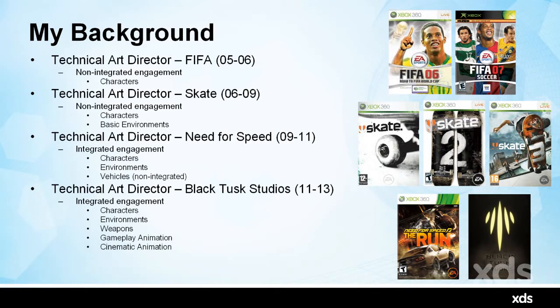It went fairly well. And for the last 2.5 years, I've been at Black Tusk Studios here in Vancouver. We've been pretty much laying low for the last while. We were formally announced about 9 months ago, but we've been working on an Xbox One title for quite a while. I've been taking a lot of my learnings from Need for Speed and previous projects, working with the smart people at Black Tusk and coming up with a fully integrated pipeline for characters, environments, weapons, gameplay animation, and cinematic animation. So I'll step you through how we've set that up over the last while.